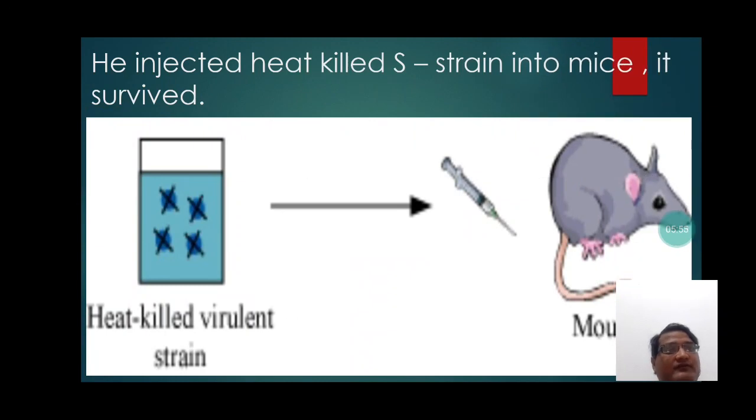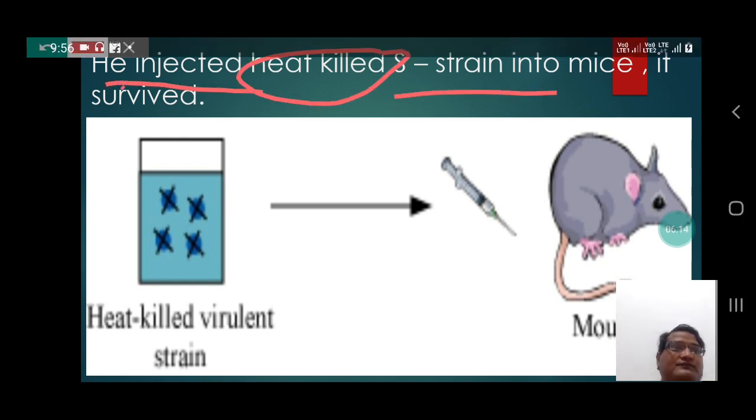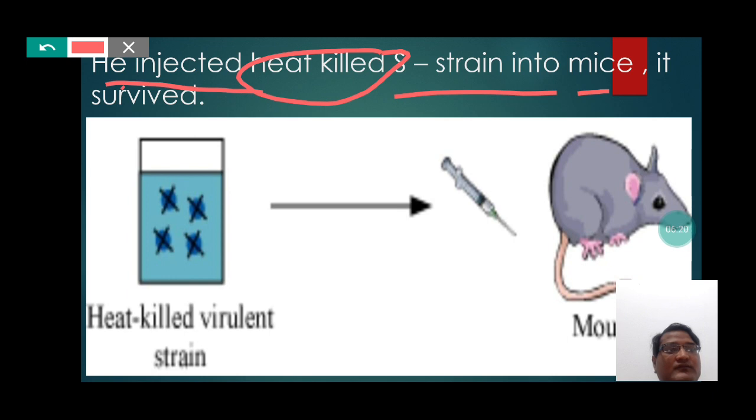He injected heat killed S strain into mice, it survived. So students, here we can notice that now he injected heat killed S strain into the mice, it also survived.